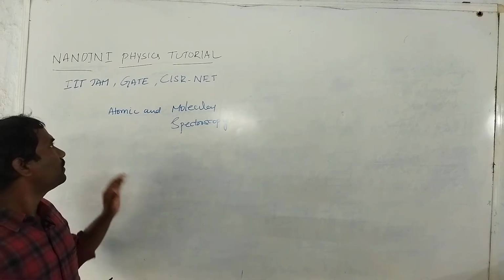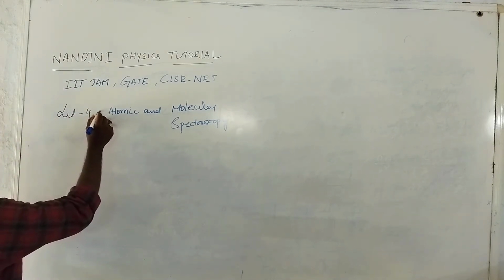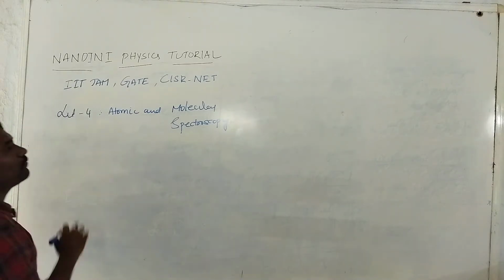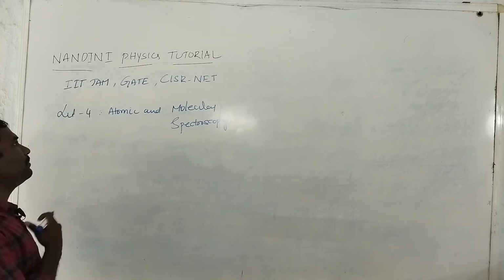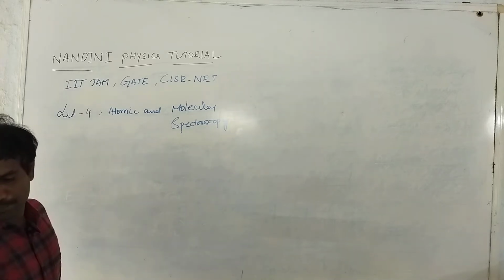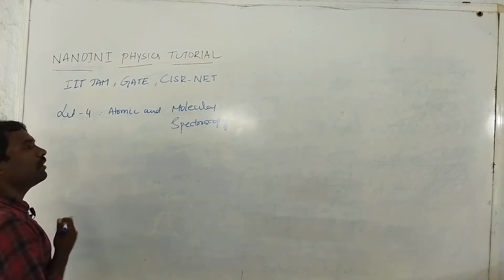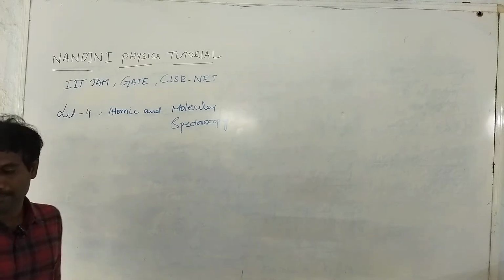So today we are starting lecture 4. This is called Atomic and Molecular Spectroscopy paper. In the previous session, lecture 3, I explained up to positron and muonic atoms, and after that I solved one problem. So right now, I'll explain the lecture continues, Atomic and Molecular Physics lecture 4.